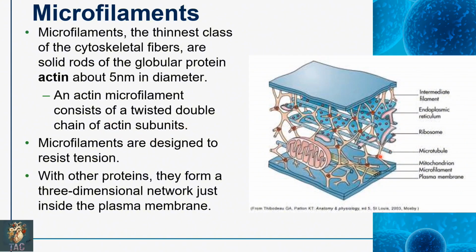In this diagram you can see these are the intermediate filaments which are present. Here you can see the endoplasmic reticulum is present. Here you can see the microtubules are present, and in this area you can see the microfilaments are present. These are the smallest of all, the thinnest class of the cytoskeletal fibers, having a diameter of usually 5 nanometer. They are formed by the actin molecules. They are designed to resist tension with other proteins. They form a three-dimensional network just inside the plasma membrane.